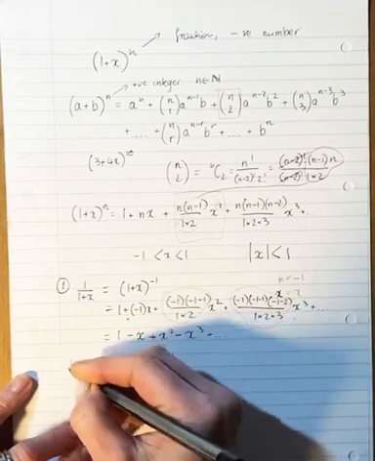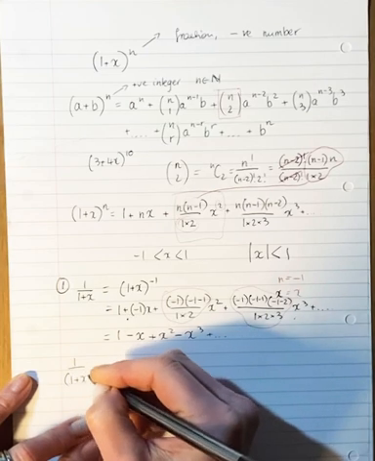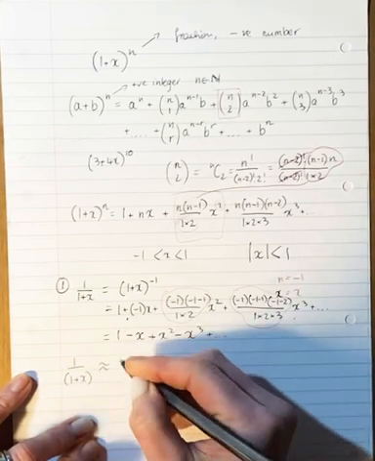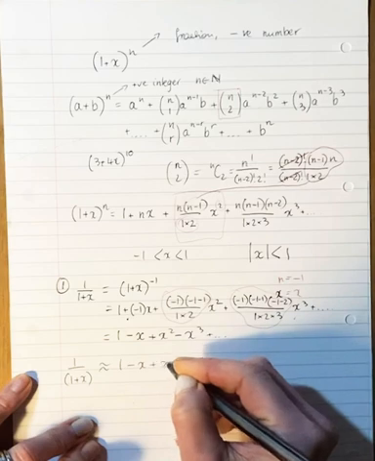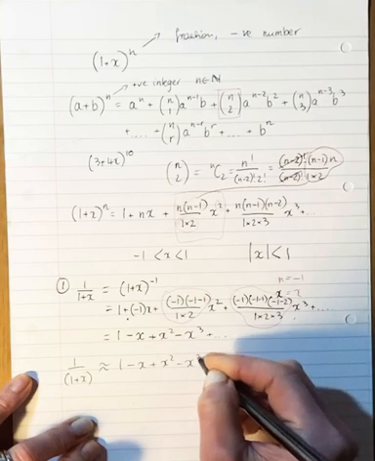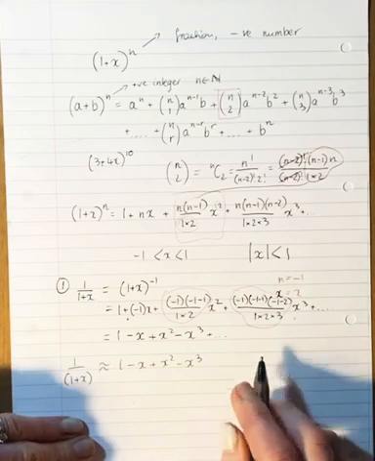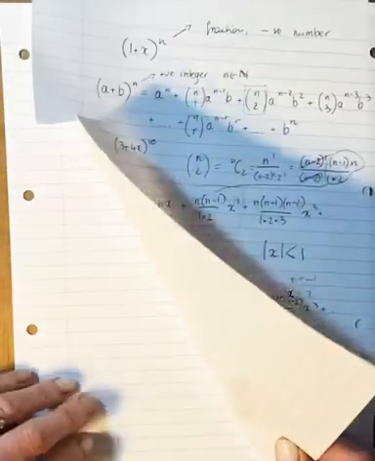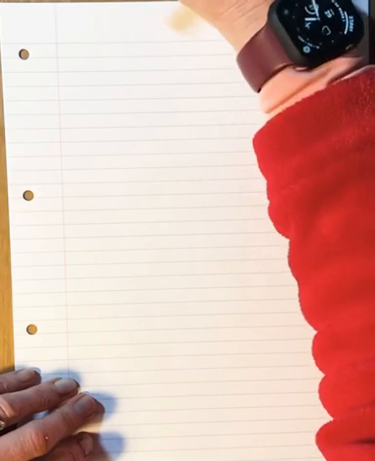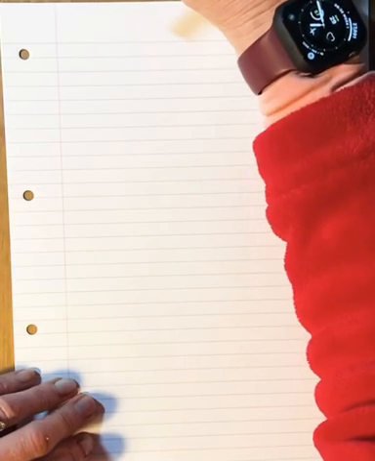You could also write it like this, so you could say that it's approximated by 1 minus x plus x squared minus x cubed, so you don't need to do plus dot dot dot. Okay, so we have a look at example 2. Let's just have a look what they're asking us to do.